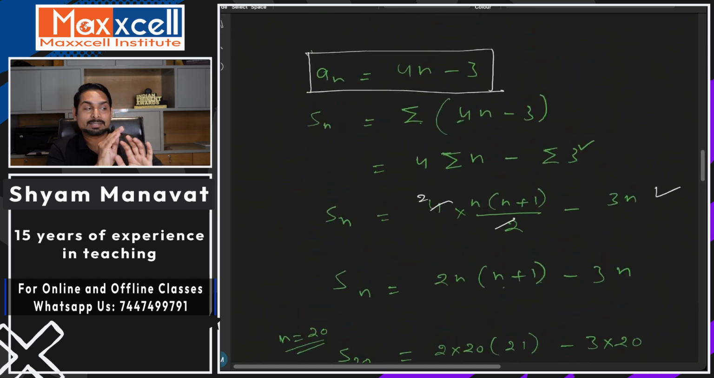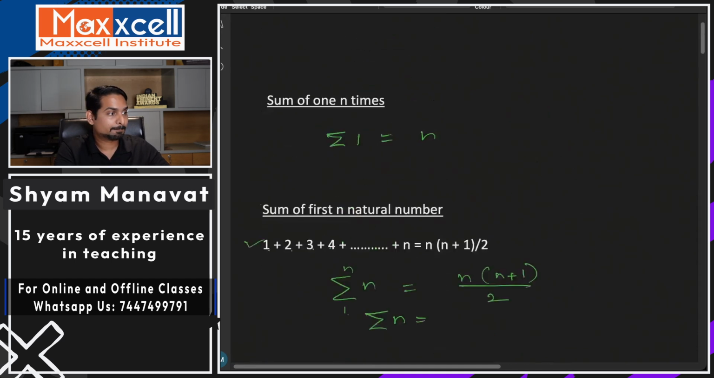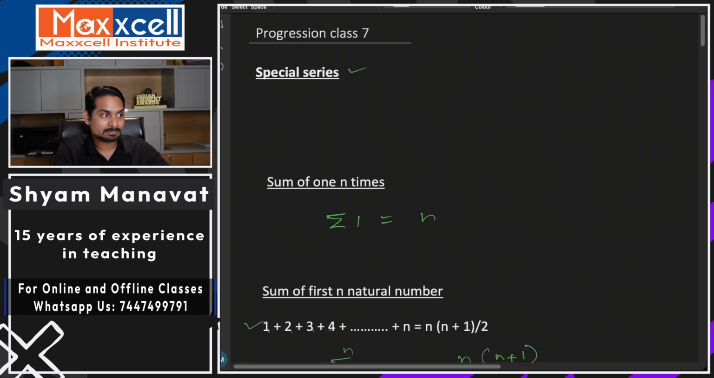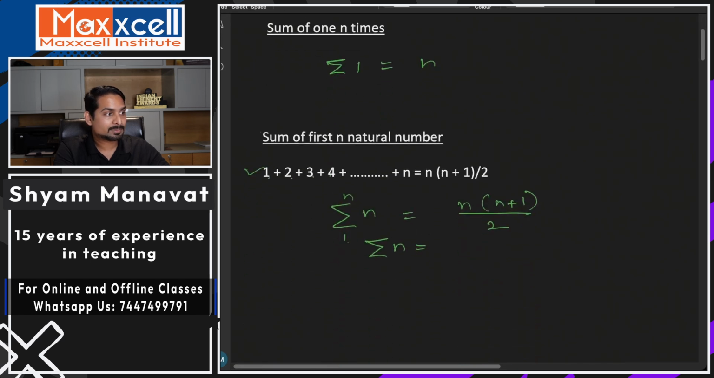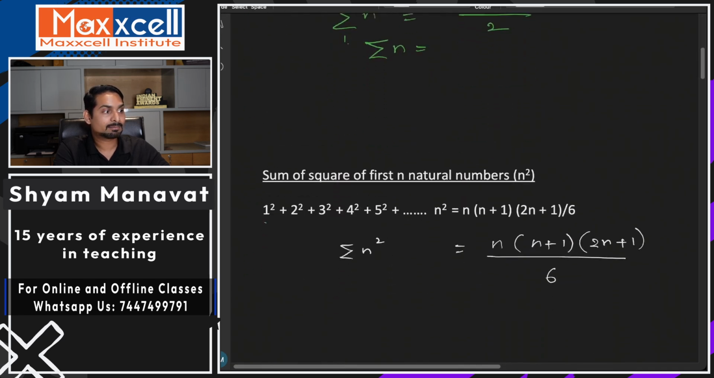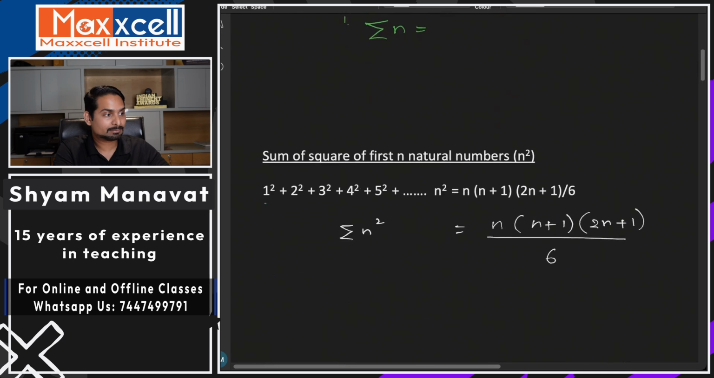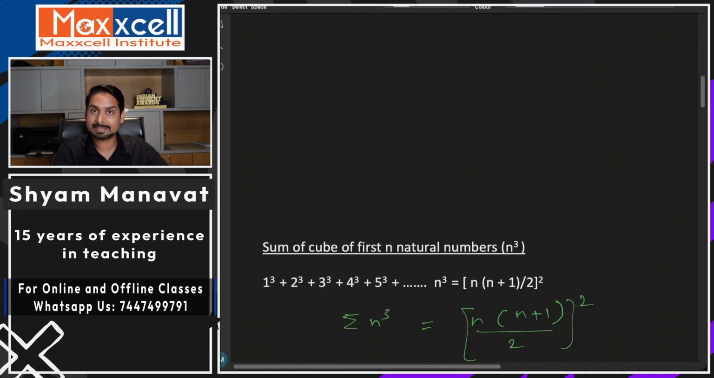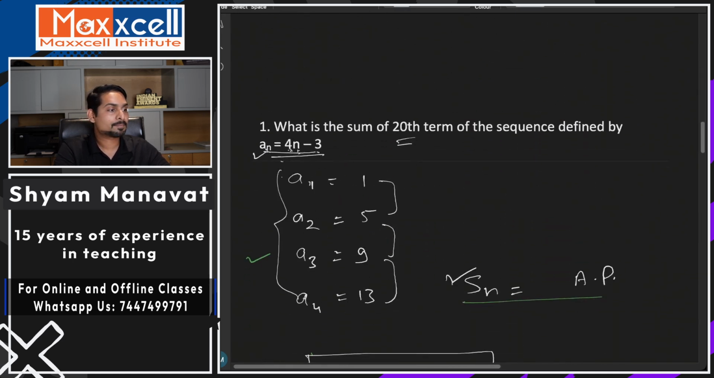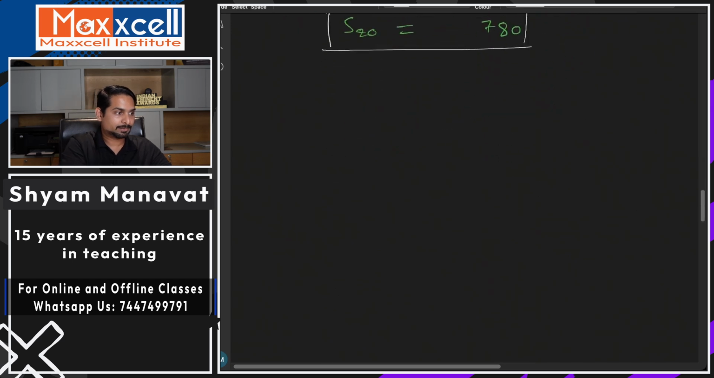Important is, did you understand the application of that summation formula which we have learned, which we should remember? Sum of 1 n times, sum of the first n natural numbers, sum of squares of the first n natural numbers, sum of cubes of the first n natural numbers. Did you understand this? Brilliant. Okay.